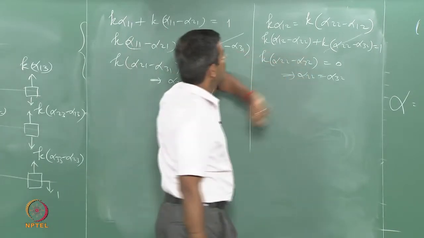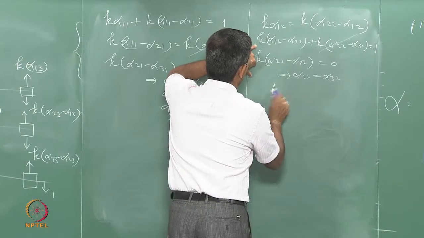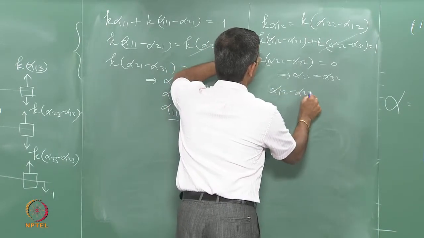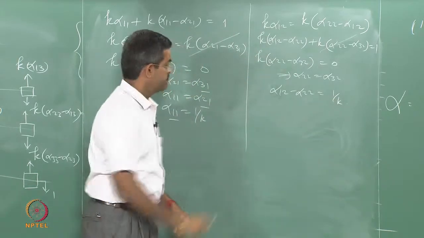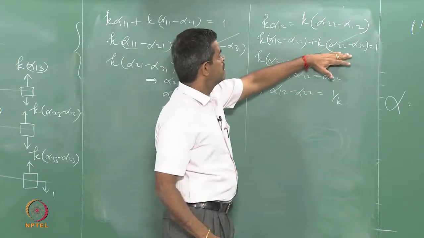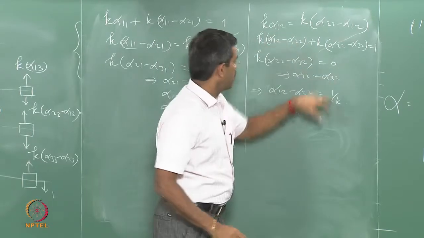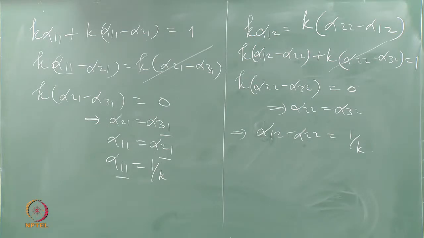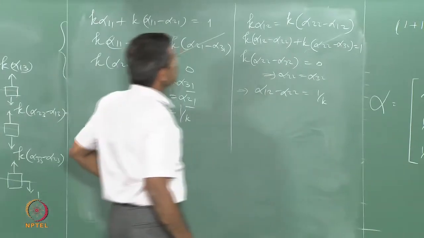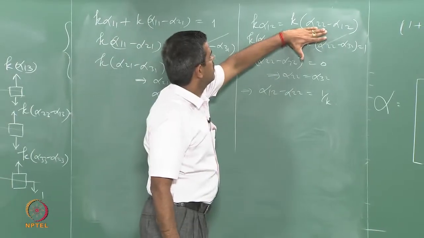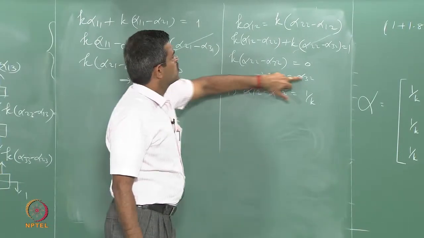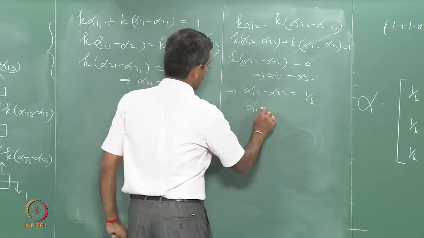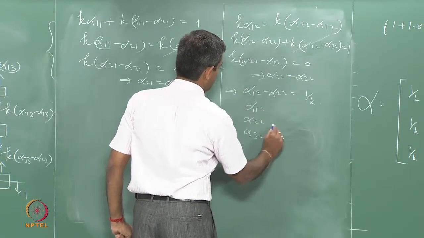So, again alpha 1 2 minus alpha 2 2 is 1 by k. I am substituting it here, alpha 1 2 minus alpha 2 2 is 1 over k. I substitute that value here. So, can you give me the value of alpha 1 2 and alpha 2 2? There are two equations now here. I will substitute this back here. I know alpha 2 2 is alpha 3 2. Can you give me alpha 1 2, 2 2 and 3 2?